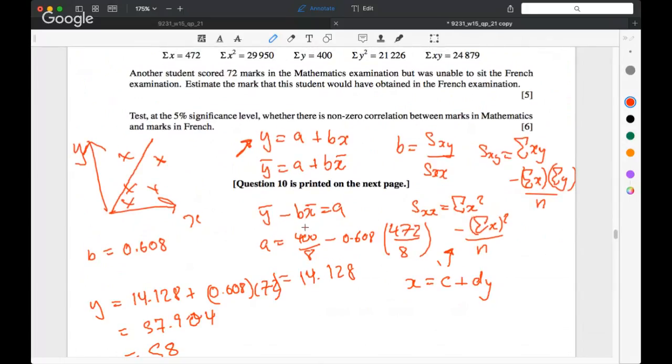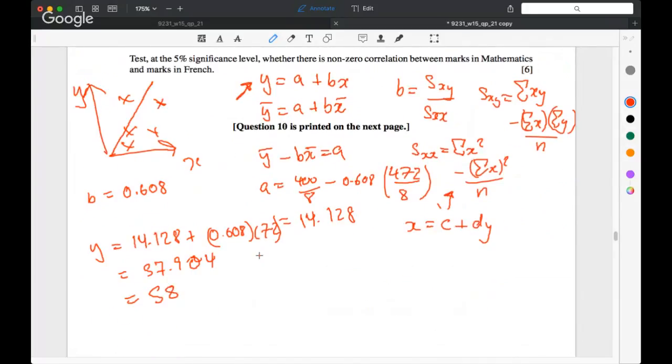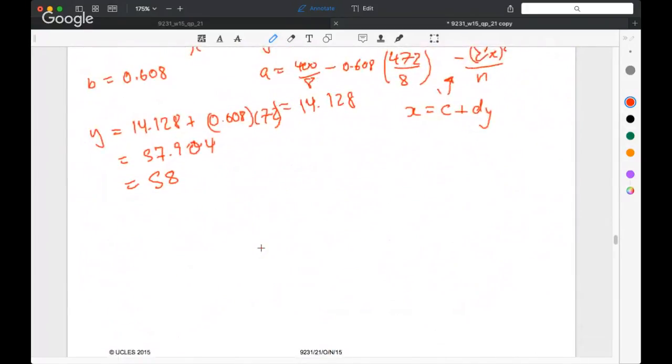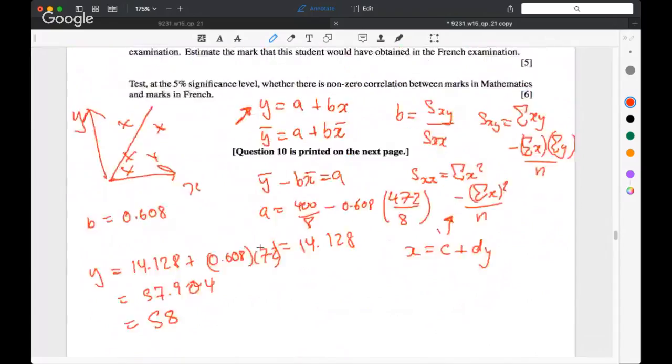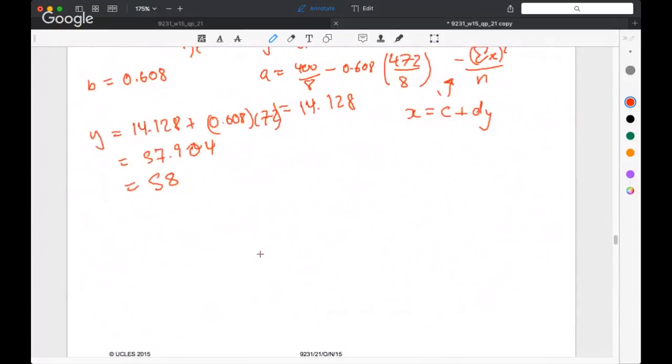And then you need to test at the 5% significance level whether or not there is non-zero correlation between marks in maths and marks in French. So we probably should have done this first before we figured out what his mark was, but it's at the end of the question. So this is figuring out whether there is actually a correlation at 5% significance. And the way we're going to do this is they have a really massive formula. It's in the formula bucket.